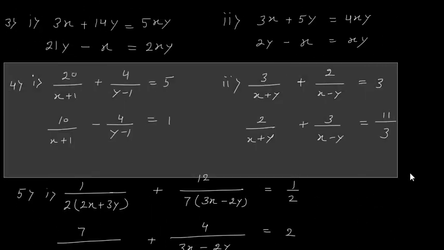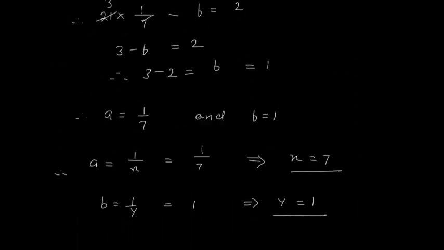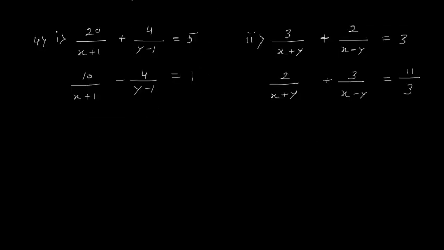Let us concentrate on this fourth problem. So let us write fourth problem somewhere here. First problem is 20 upon x plus 1 plus 4 upon y minus 1 is 5, and 10 upon x plus 1 minus 4 upon y minus 1 is equals to 1. The second question is 3 upon x plus y plus 2 upon x minus y is 3, and 2 upon x plus y plus 3 upon x minus y is 11 upon 3. So again both are same type of question. I will solve the second part, as in denominator we have x plus y instead of x plus 1.